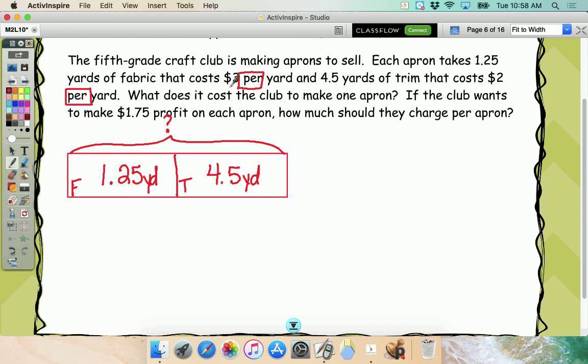$1. No. So we're going to take this one times 3. And how much does the trim cost? So we're going to take that one times 2. Now we're going to do 2 little math problems.